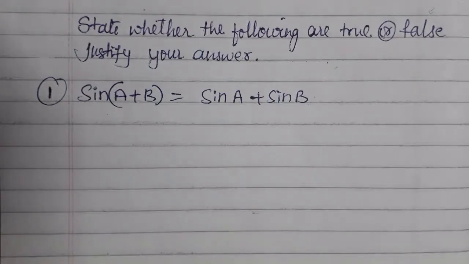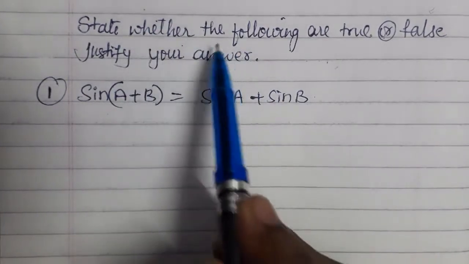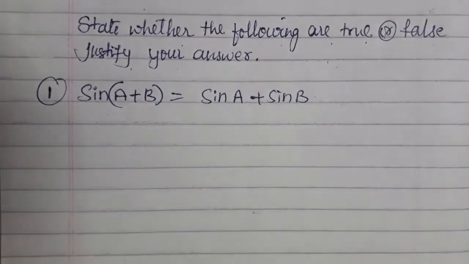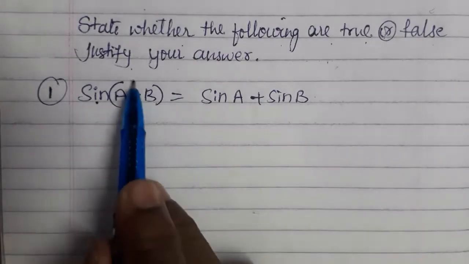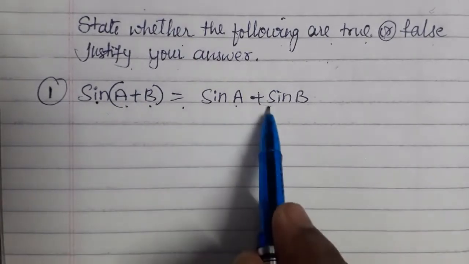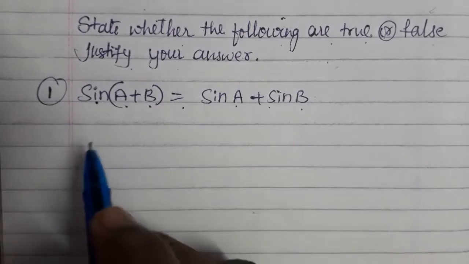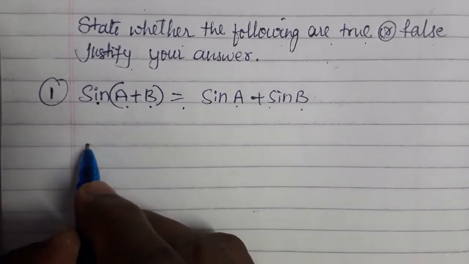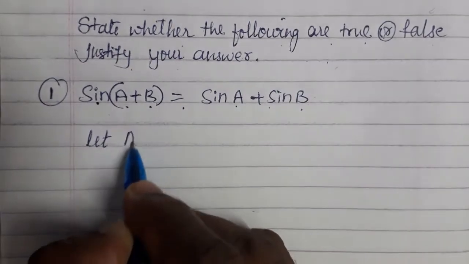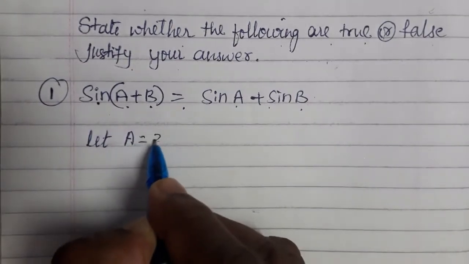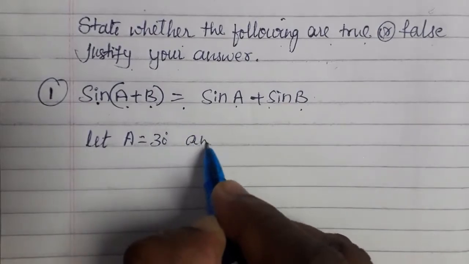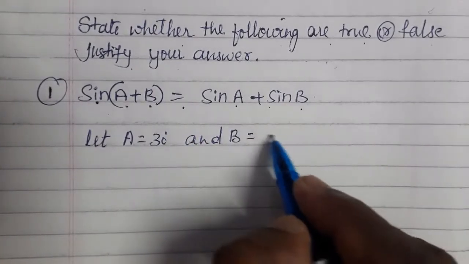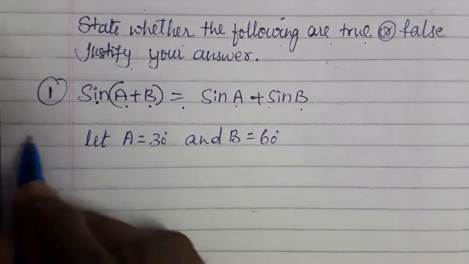The next one: state whether the following are true or false. Justify your answers. So first question is sin(A plus B) is equal to sin A plus sin B. To verify this, first we will take an angle. Let A be equal to 30 degree and B be equal to 60 degree.